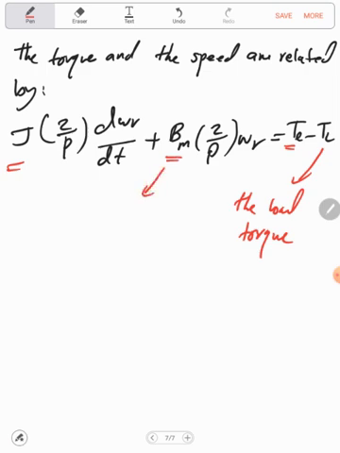and this is the damping coefficient, or the viscous friction. So here, this one is the damping coefficient, or sometimes we can call it the viscous friction.